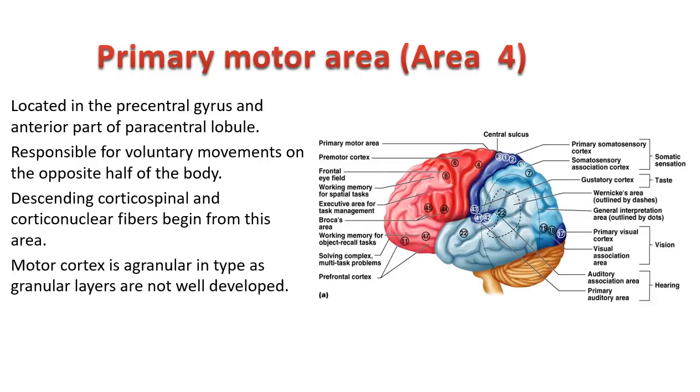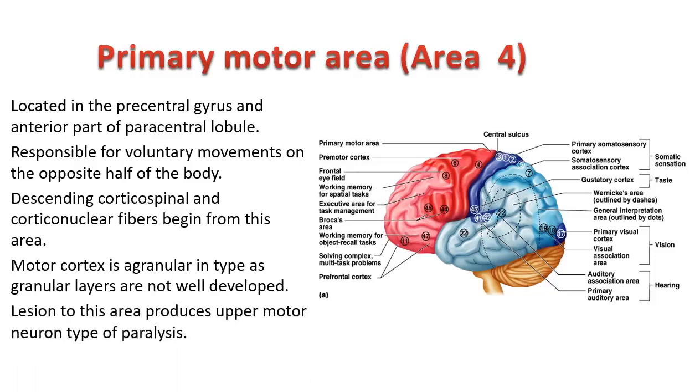Okay, but your extraocular movements and the muscles of your larynx, pharynx, tongue and upper part of the face are all bilaterally represented. So in both cortices, they receive fibers from both sides. Especially the upper part of the face and the muscles of the eye, pharynx, larynx and tongue, because these are all very vital muscles for survival. It is necessary. That is why a lesion produces paralysis, mainly upper motor neuron type of paralysis.